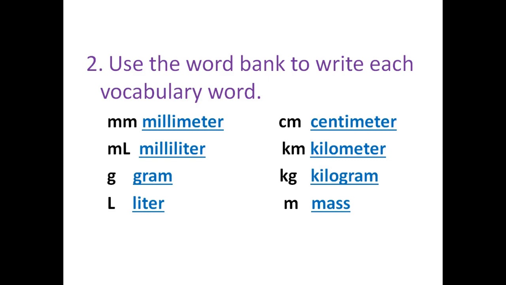ml, milliliter. km for kilometer. g for gram. kg, kilogram, and after that L for liter. L for what? Liter. And the last one is M for mass. Right? These are the units. These are the simple abbreviations, and we have written their forms.